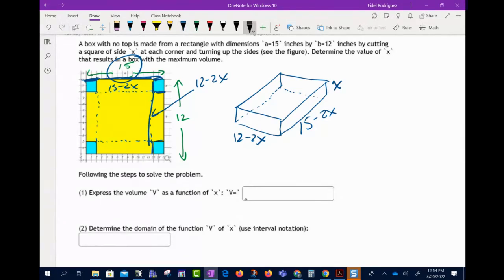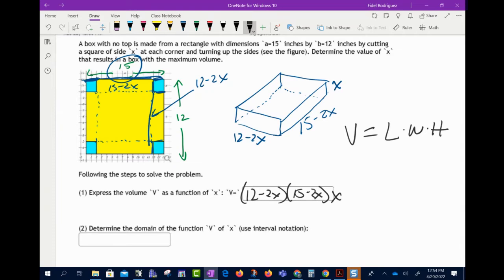Okay. So now, number 1 says express the volume V as a function of x. So y'all, if you remember, the formula for the volume of a box is length times width times height. So we're going to say 12 minus 2x times 15 minus 2x times x. All right. Now it says determine the domain of the function V.